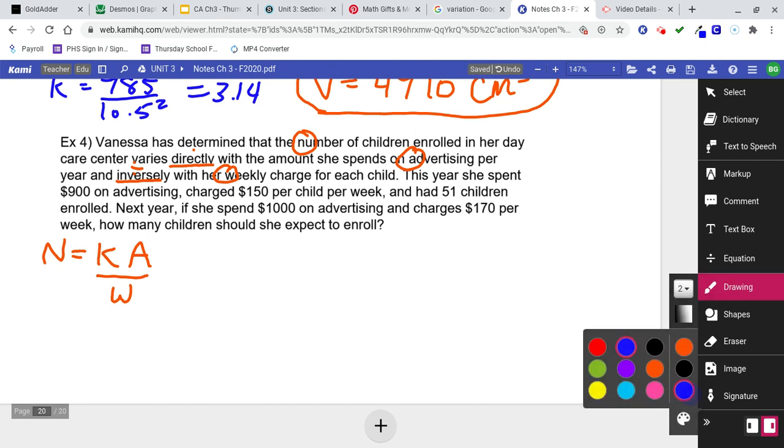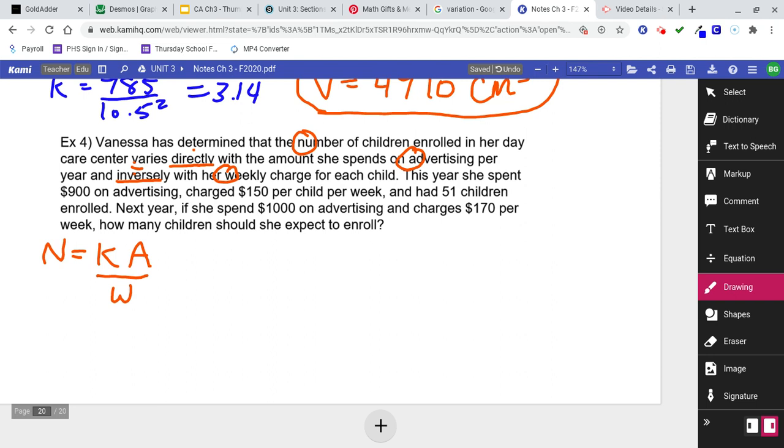Step 2 is going to give you all the numbers that you'd need. This year, she spent $900 on advertising, charged $150 per child per week, and had 51 children. So what's that? 51 was the N number. Advertising was 900 and 150 per week. Looks like that.